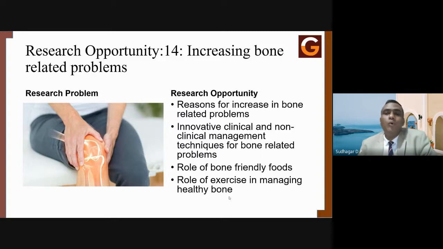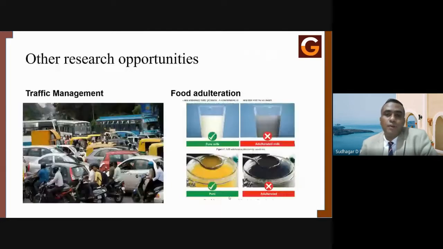Reasons for increase in bone related problems could be one of your research opportunities. Innovative clinical and non-clinical management techniques for bone-related problems could be one of the research opportunities. Role of bone-friendly foods. Apart from exercise, apart from giving various treatments, is it possible for you to enhance the quality of the bones, enhance the strength of the bones so that people do not suffer from any kind of bone-related problems? Role of exercise in managing healthy bone. This also could be explored as one of the research problems.